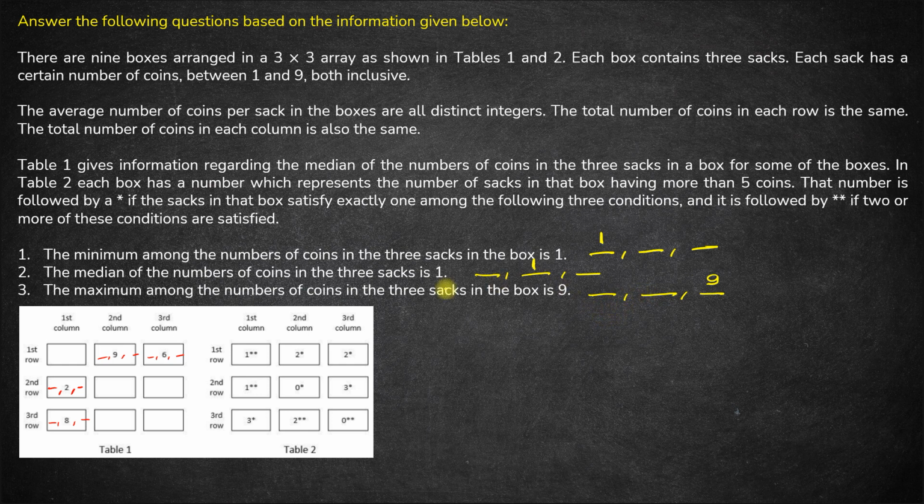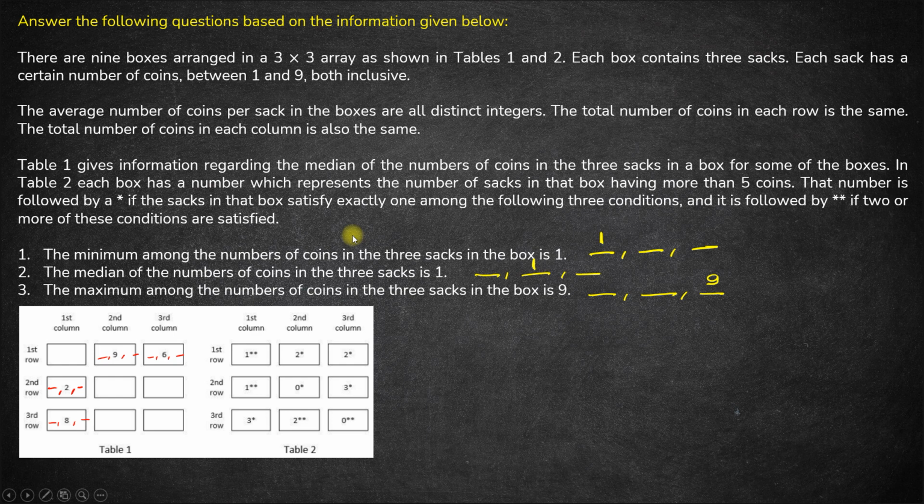Fine. So the box will have only one asterisk if exactly one of these conditions is met, and the box will have 2 asterisks if 2 of these conditions or 3 of these conditions are met. Okay.